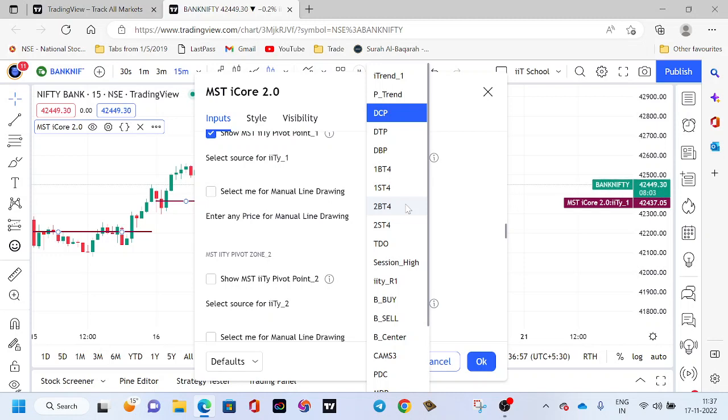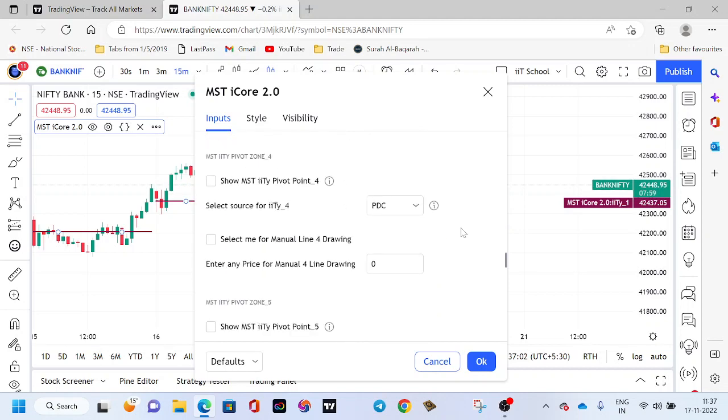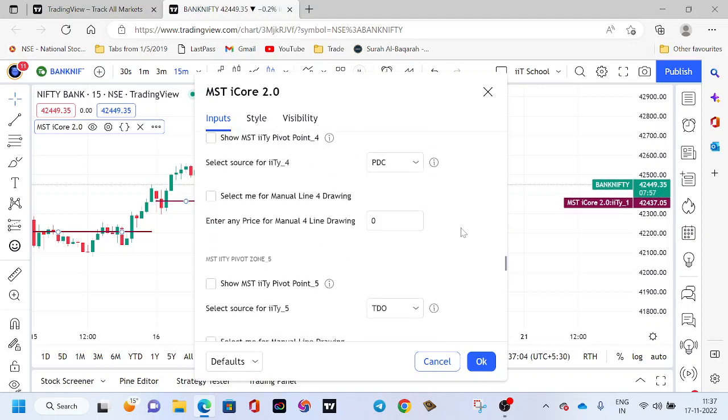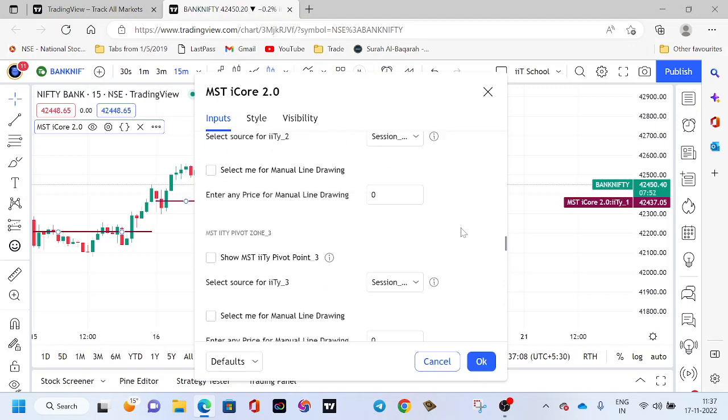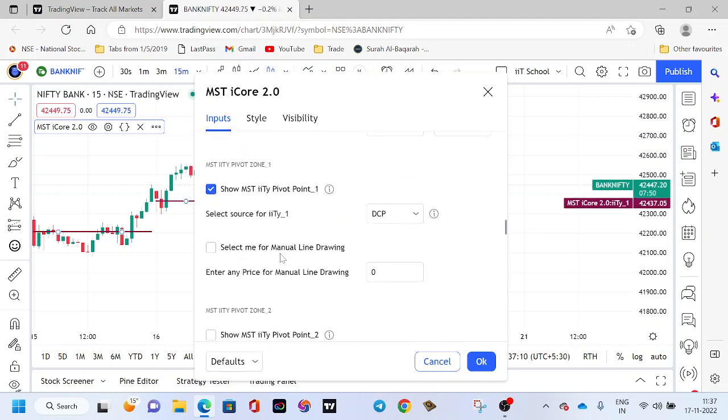Whichever you like, whichever you are practiced to do, that you can use. Otherwise, you can ignore. So like this, I have given 4 to 7 options. And one more option I have given here. What is that? Select me for manual line drawing.